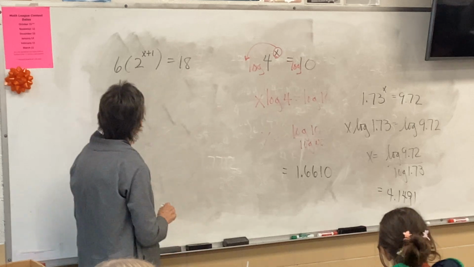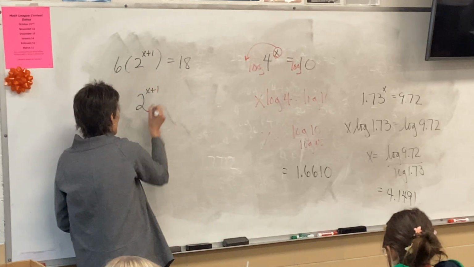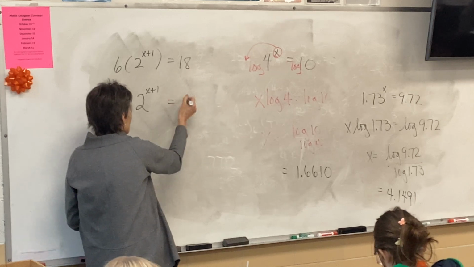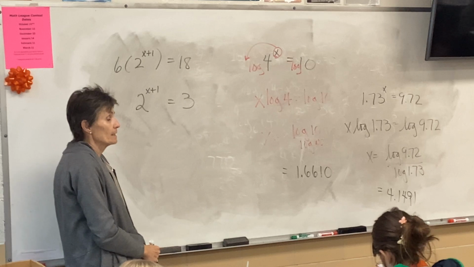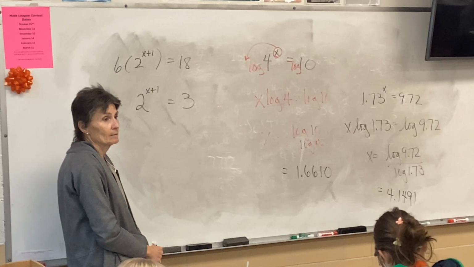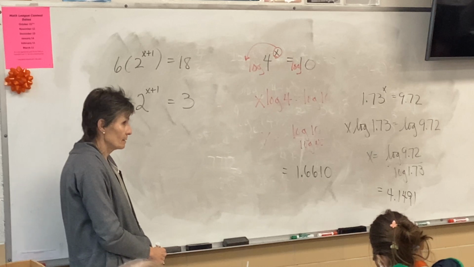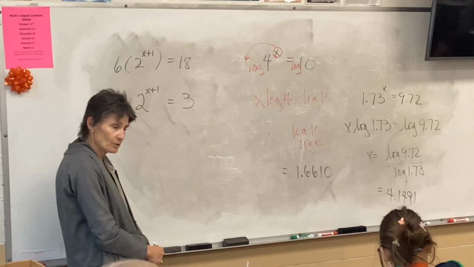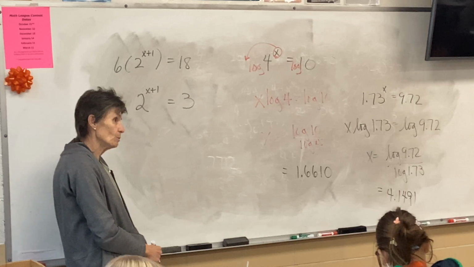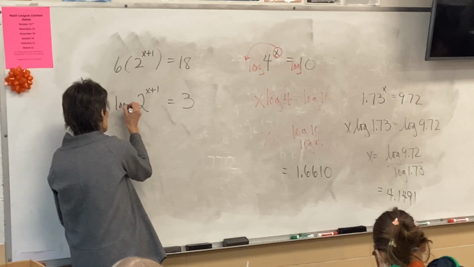We're gonna divide by 6 first. So we have 2 to the x plus 1 equal to 3. Can we get a common base between 2 and 3? No way. 2 and 4? 2 and 8? Not 2 and 3. So what do we do when we can't get a common base? We log both sides.